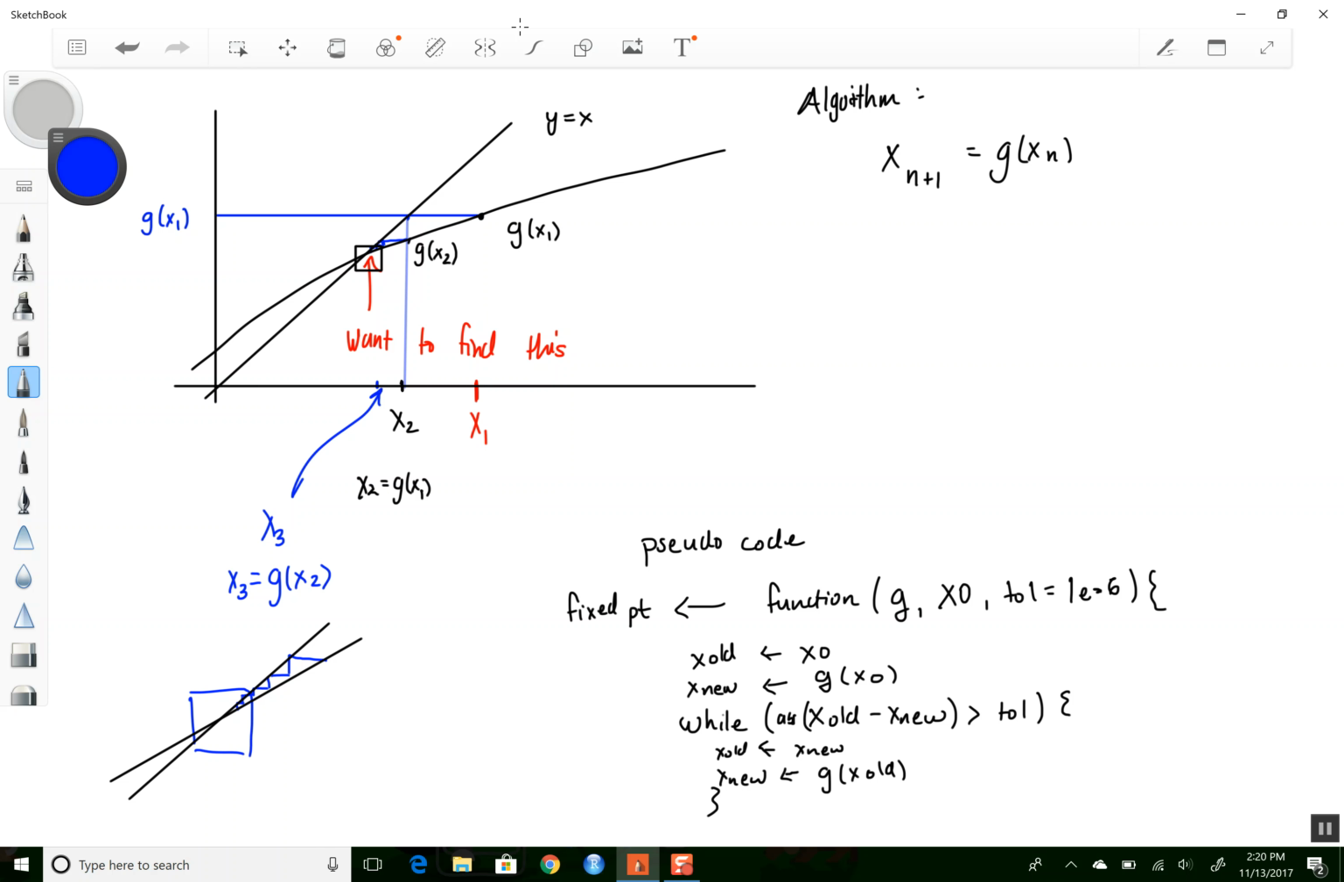Okay, does this kind of make sense as far as the pseudocode goes? Yes. Why does it only work when the slope is less than the absolute point? Because if it's the other way, then it starts diverging in the opposite direction.